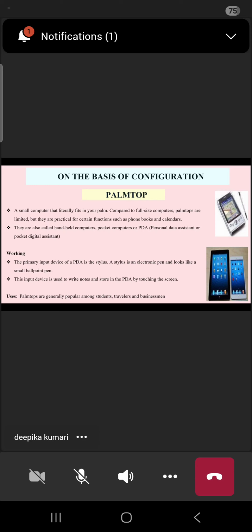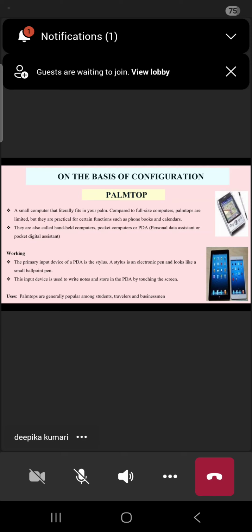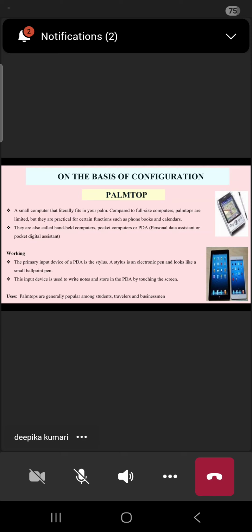Then, on the basis of configuration, the third type of digital computer is palm top. A small computer that literally fits in your palm is called a palm top, and it is compared to full-size computers. These are very limited and they have certain functions such as phone books and calendars. They are hand-held computers, pocket computers, or personal data assistants, like PDA. These are very popular among students, travelers, and businessmen, and their primary tool is the PDA stylus, such as an electronic pen or small pointed pen.